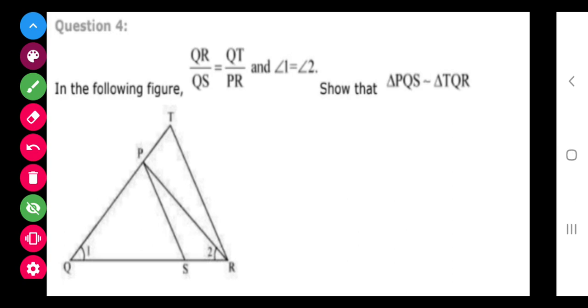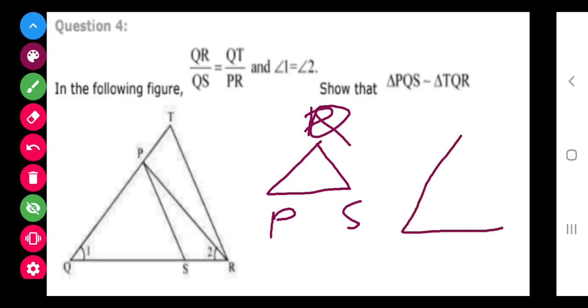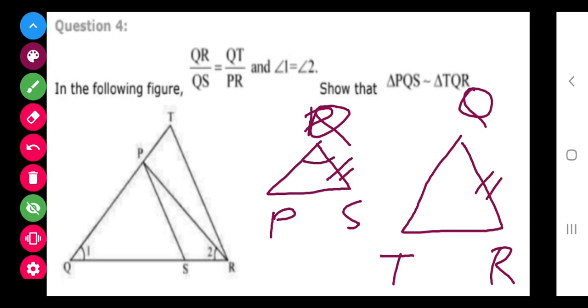So class, in these two triangles, if you see, here is triangle PQS and QTR. These two sides are in ratio. This angle is a common angle. If we prove this side and this side and this side in proportion, then our answer will be solved by SAS. Now class, what is given?